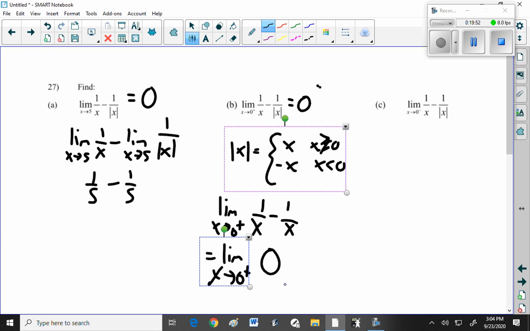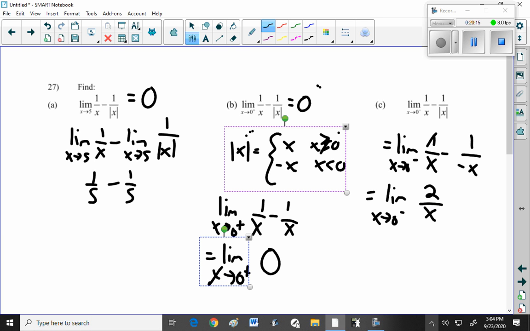From the left is a different story, however. I'm going to use the same definition right here. So this would be the same as the limit as x approaches 0 from the left of 1 over x minus 1 over negative x. Simplifying this, I get the limit as x approaches 0 from the left of 1 over x plus 1 over x. That's 2 over x.